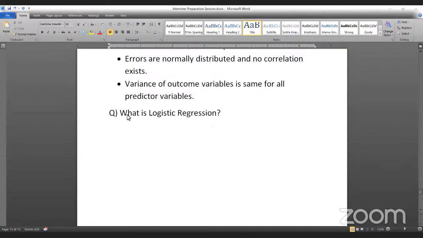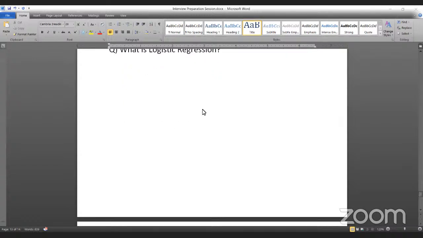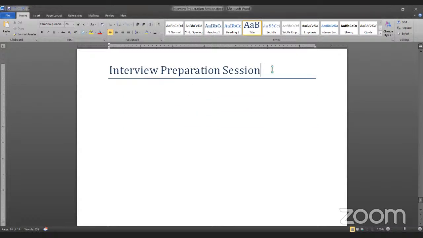So yesterday we had discussed logistic regression. So let us take the first question for today. What is a decision tree? If you know the answer, you can put your answers in the chat. We'll discuss after this.